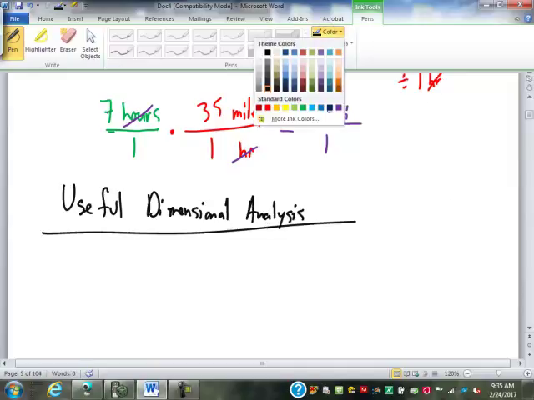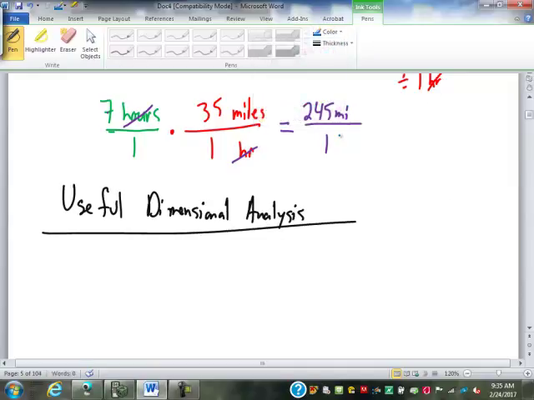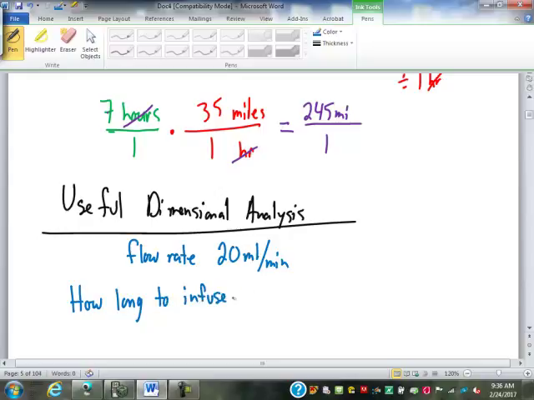in fact, it's one that's going to come up for us quite a bit in our next unit. We might have a flow rate of, let's say it's doing 20 milliliters per minute. We want to know how long it'll take, how long to infuse 100 milliliters.